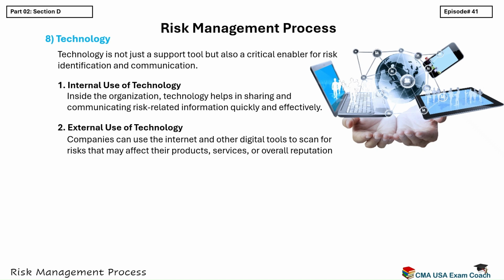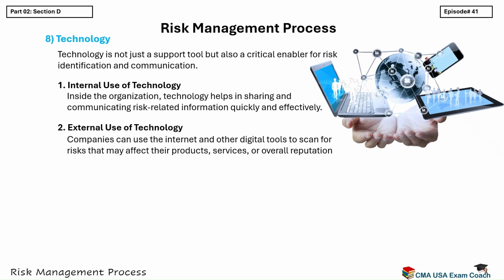Second, external use of technology. Externally, technology is equally powerful. Companies can use the internet and other digital tools to scan for risks that may affect their products, services, or overall reputation. For example, social media platforms can be monitored to detect negative customer feedback or complaints before they escalate into bigger problems. Online news and regulatory websites can alert management to new laws, political changes, or industry disruptions. Specialized risk scanning software can detect cyber threats, fraud attempts, or market changes that may impact the company's strategy.